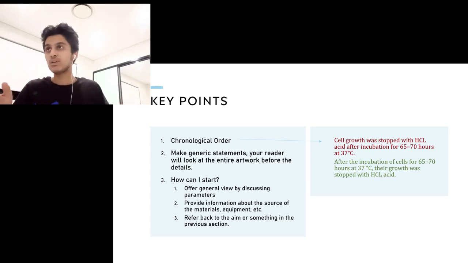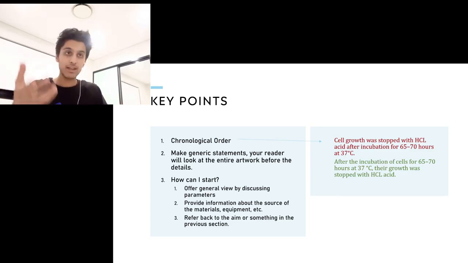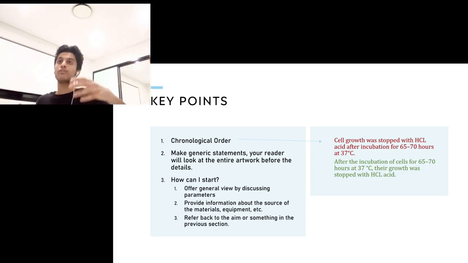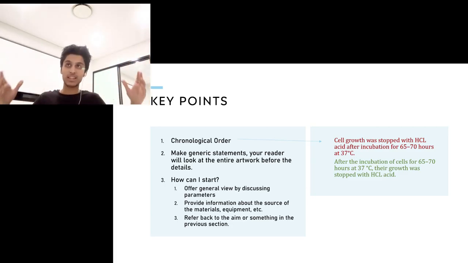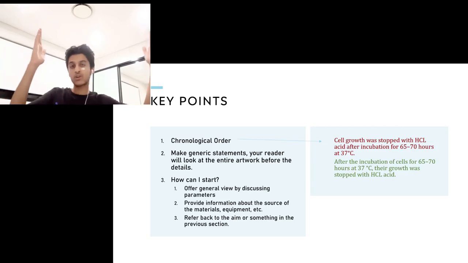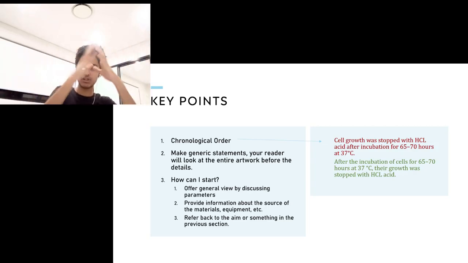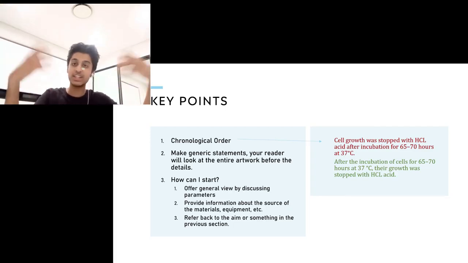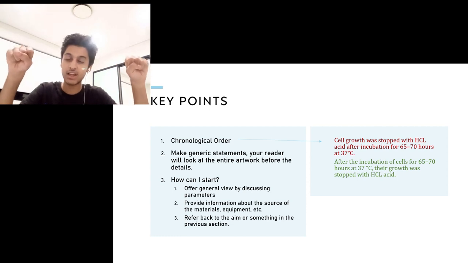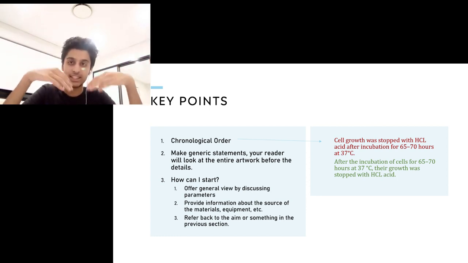And similarly, when you write your method, you want to start by making generic statements. When you offer a general view and when you outline the parameters of work, what you're doing, similar to how you did with the introduction, is creating this very large space, and this is where the reader can easily grasp. And once they've grasped those pieces of information, they'll slowly look at the details.